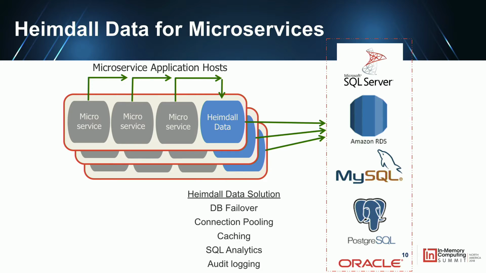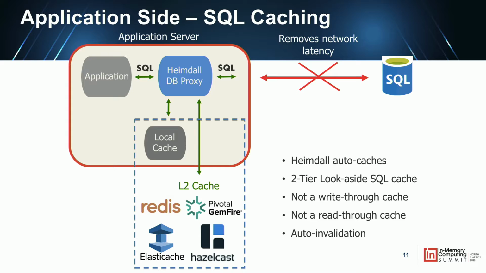Let's get into application side SQL caching. And to answer your question, going under the hood, we cache at 2 levels. The first level is the local memory of the application server, in RAM, where we cache the hot objects. And for any spillover, if you have large data sets, it'll spill over to the level 2 cache, which would be the grid cache of your choice. It could be open source, it could be commercial, it could be any of these grid caches.